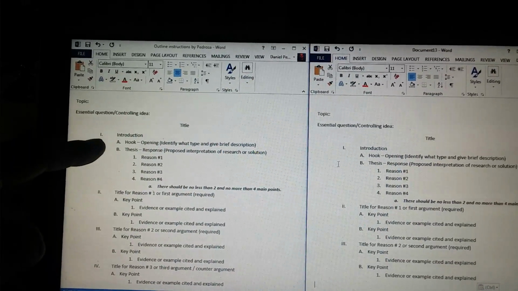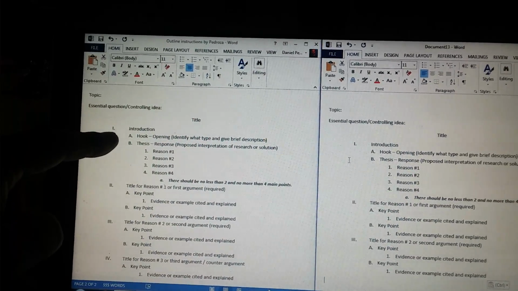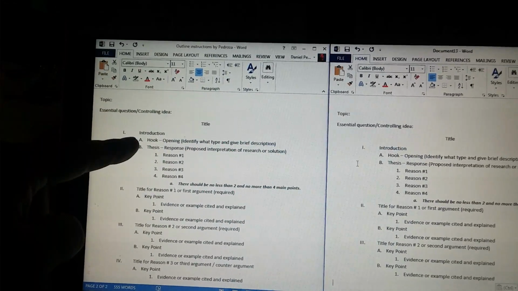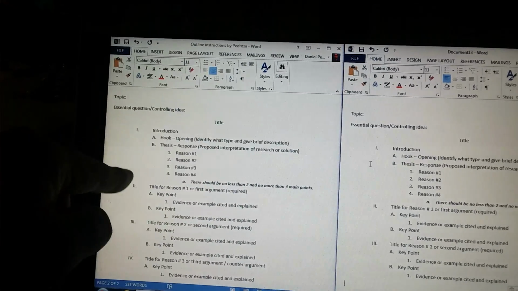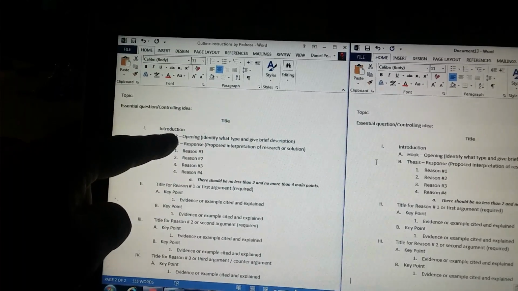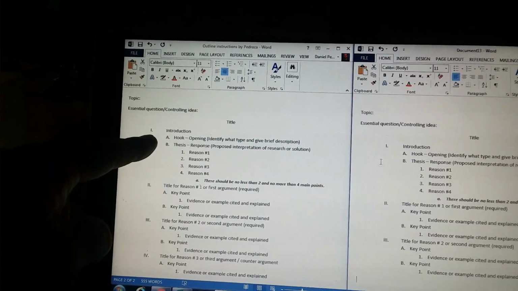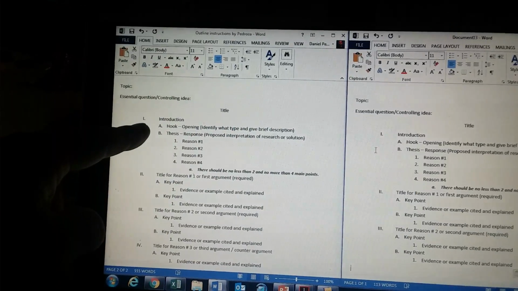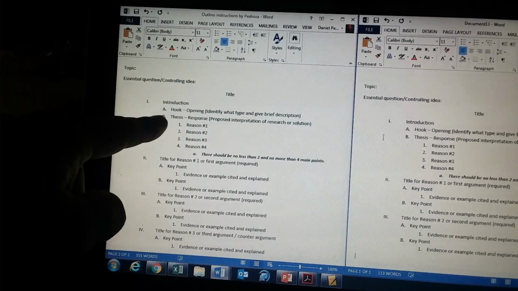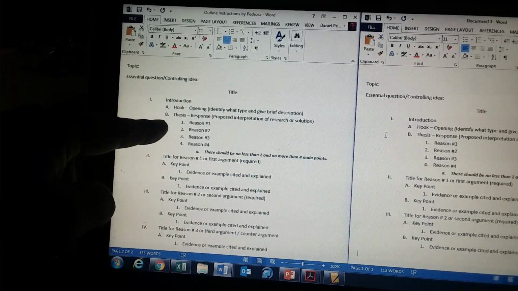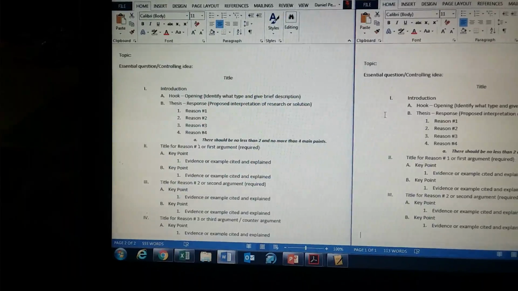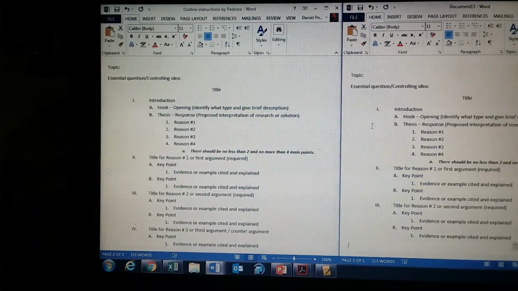This lets me know that in this Roman numeral, everything underneath it is going to be related to that Roman numeral, okay? So for example, for the first paragraph, I'm going to title it Introduction. So this introduction is the title for Roman numeral number I, or letter I. Okay? Next, after that, we have capital letter A and capital letter B, because for the introduction, you're going to be telling me what the hook is and what the thesis is.